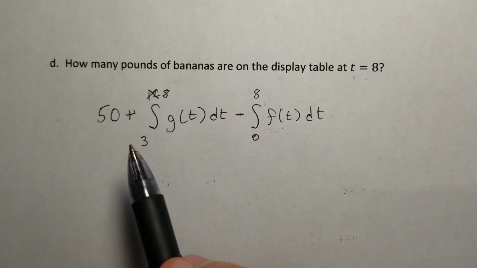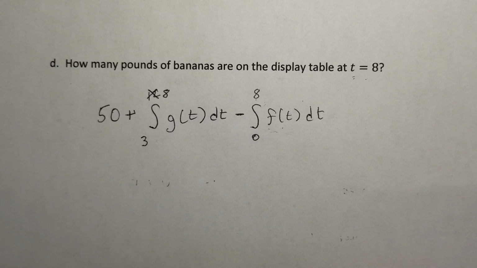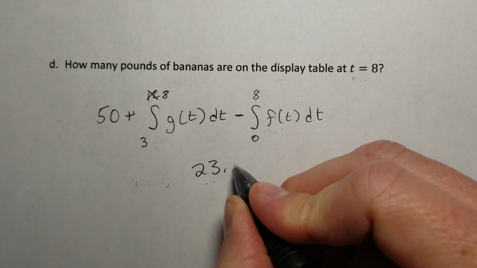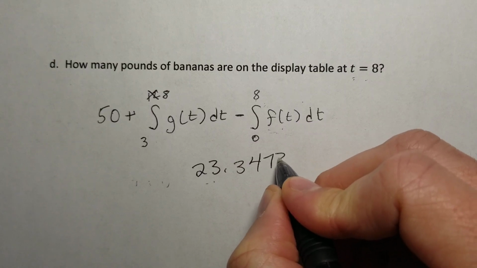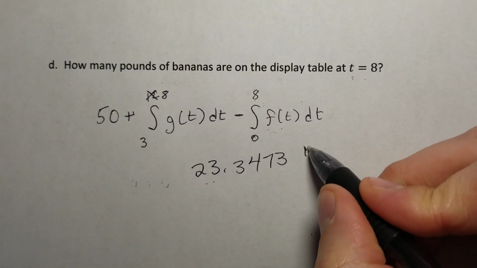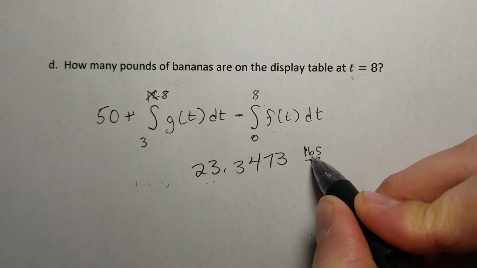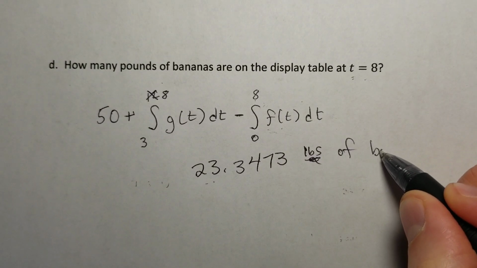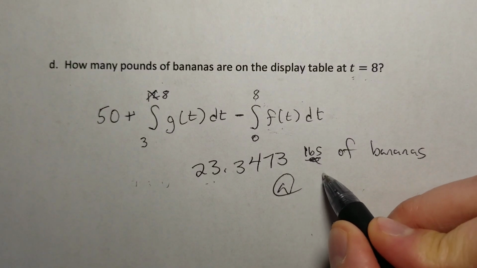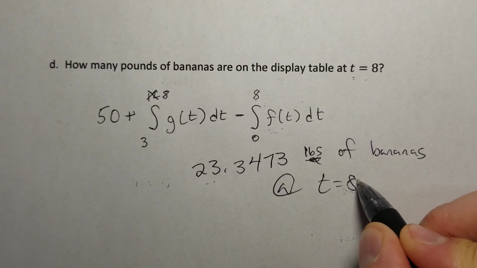So this is, again, a calculator question, and I've already done that. I ended up with 23.3473. And these are pounds of bananas. Pounds of bananas. And this is at t equals 8 hours.